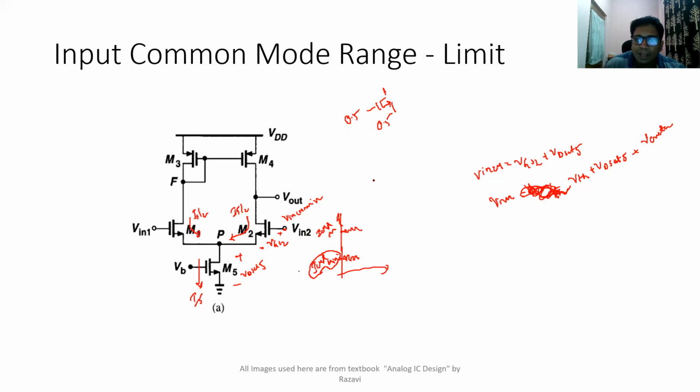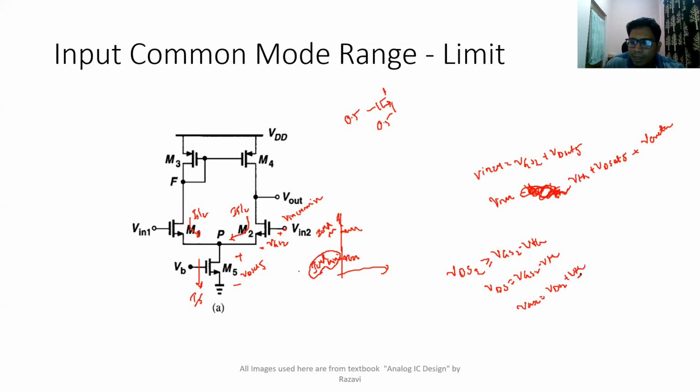What is that extra voltage? That extra voltage is going to be your VD sat 5. We know in saturation, if you want this device to be in saturation for I5 by 2, then VDS of second transistor should be greater than its VGS minus VTH. Or, taking the boundary condition, it is equal to VGS2 minus VTH. In other words, VGS2 should be equal to VDS2 plus VTH.